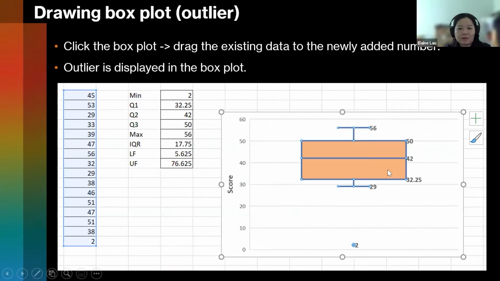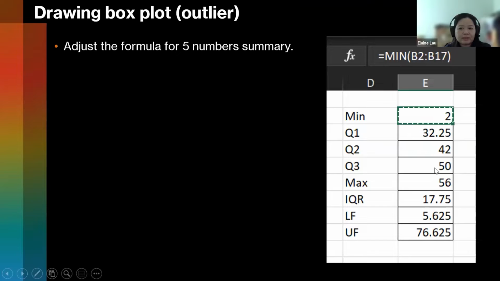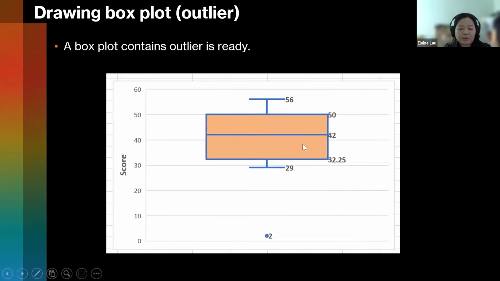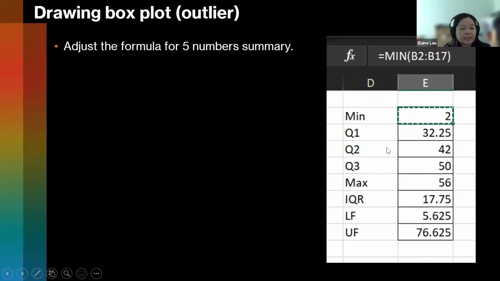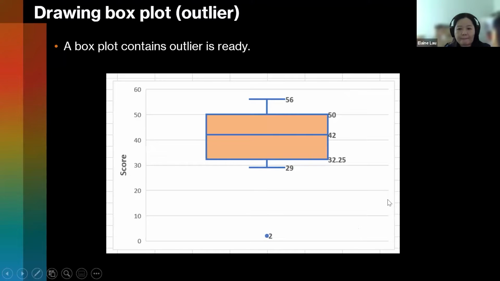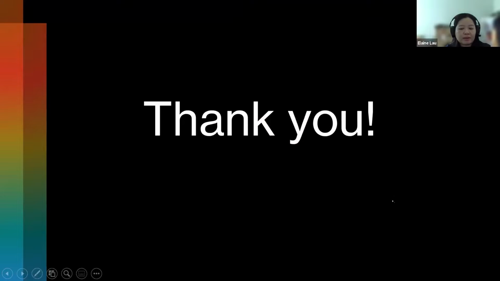This will be with the outlier included. So you will need to adjust the formula. Yeah, so that's all from my sharing. Is there any question?